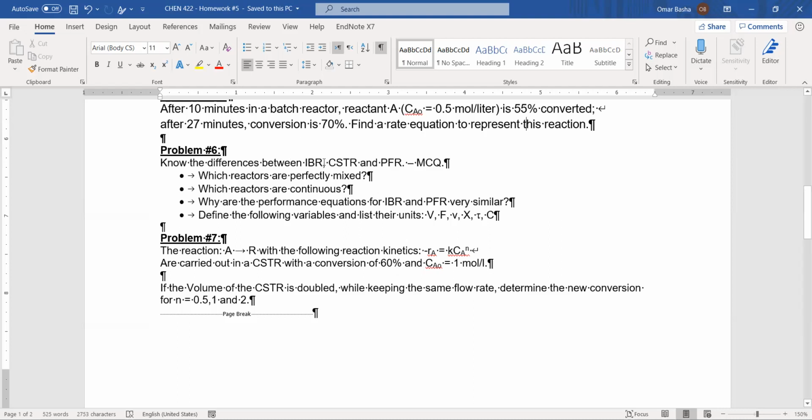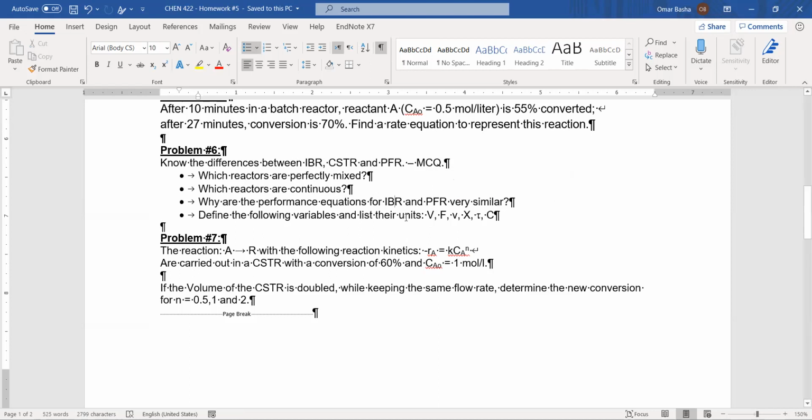No differences between IBR, CSTR, PFR, which reactors are perfectly mixed. So perfectly mixed ones we said are CSTR and IBR. Which reactors are continuous? Continuous ones will be CSTR and PFR. Why are the performance equations of IBR and PFR very similar? Because a PFR, a plug flow reactor, behaves like a bunch of ideal batch reactors in series, just plugging along.